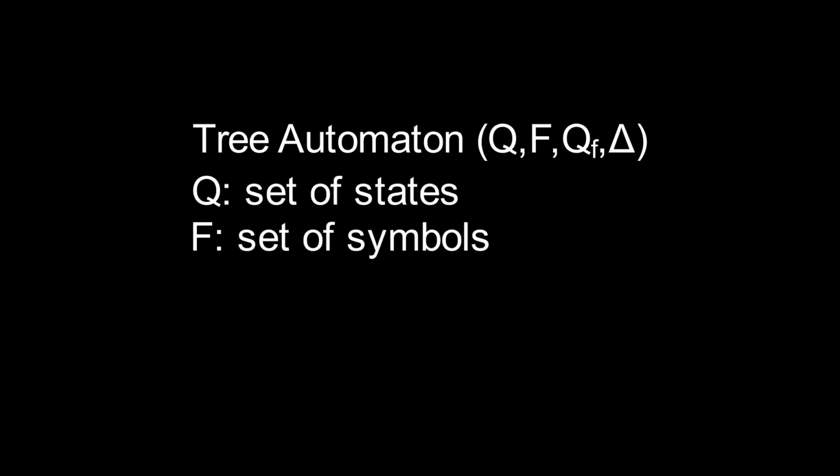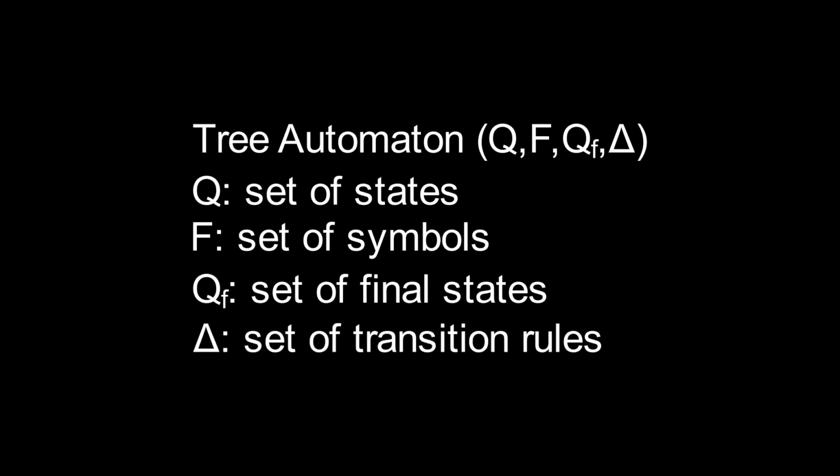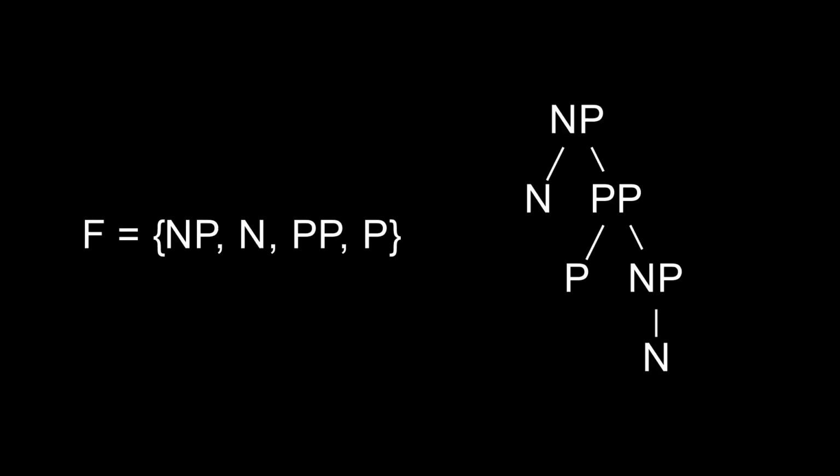A tree automaton is made of four components: a set of states, a set of symbols, a set of final states, and a set of transition rules. We'll start with the symbols. These are the labels of the nodes of the tree that we're checking. For our example, the set of symbols is the set NP, N, PP, and P.